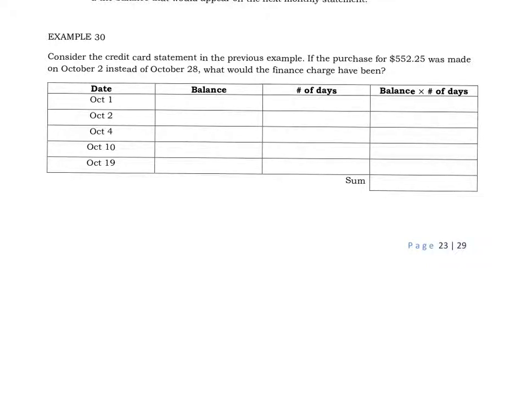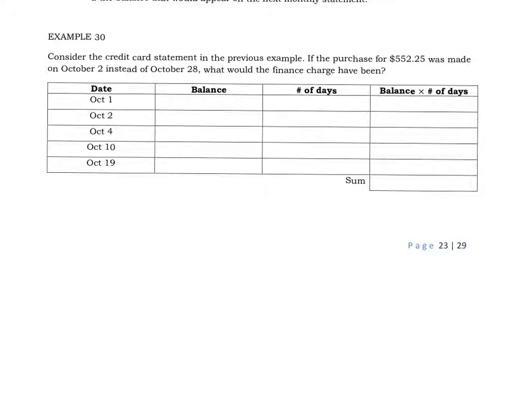So example 30 is just there not only as extra practice, but to show that if your credit card uses the average daily balance method to compute interest, it will matter when you purchase items, especially if you have a bigger purchase and you do not pay off the balance in full.